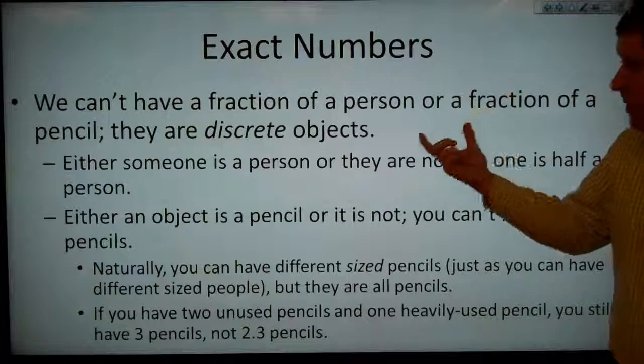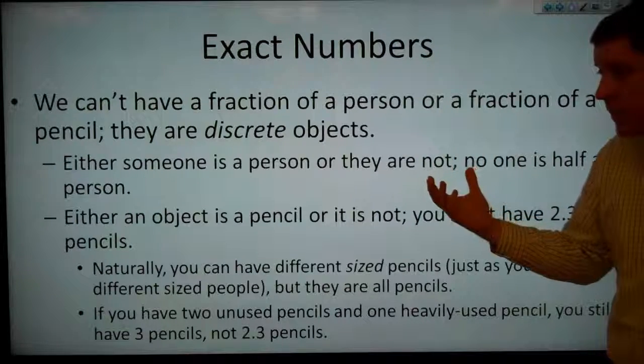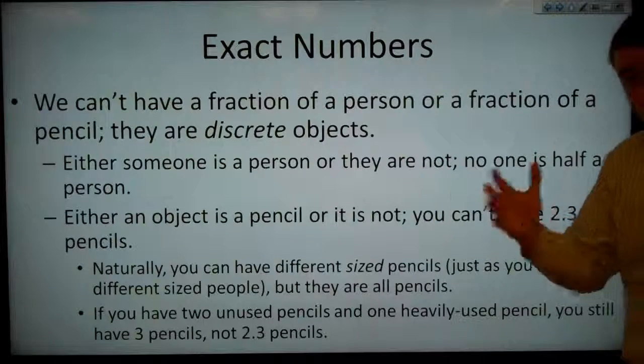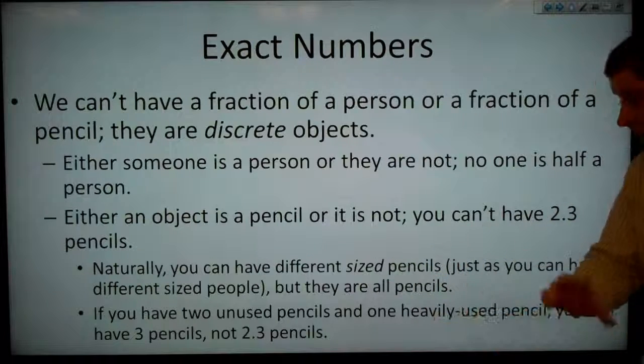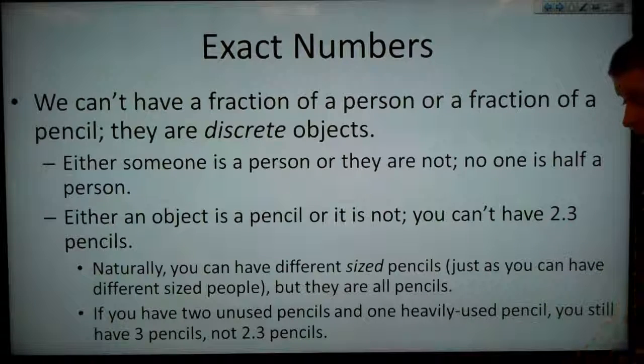And this is because we can't have a fraction of a person or a fraction of a pencil. These are discrete objects. So either someone is a person or they are not a person. No one is half a person. And either an object is a pencil or it's not a pencil, and you can't have 2.3 pencils. Now naturally you can have different sized pencils just as you can have different sized people, but they're all pencils. If you have 2 unused pencils and 1 heavily used pencil, you still just have 3 pencils. You don't have 2.3 pencils.